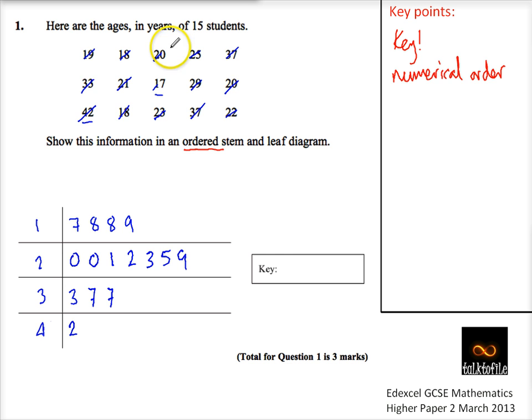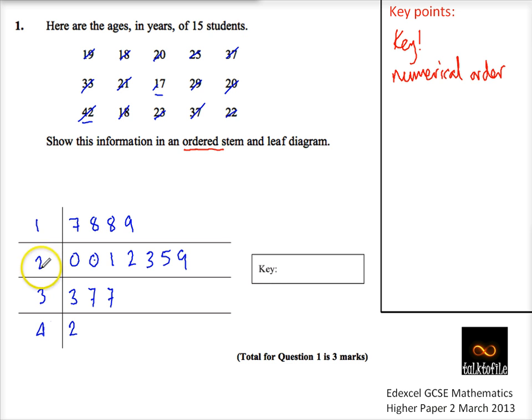Now just to check, there's 15 students, so there should be 15 numbers here. 1, 2, 3, 4, 5, 6, 7, 8, 9, 10, 11, 12, 13, 14, 15. So although I might have made a mistake, it means that I've definitely not missed one out.